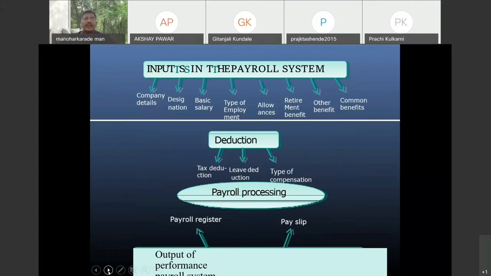So you, being a good HR, need to take into consideration all these aspects which we have to cover under the payroll system. Is this clear to you? Yes, sir. Any doubt, any question till now? Okay, so we will go ahead and discuss.